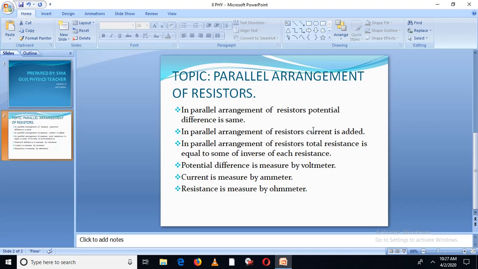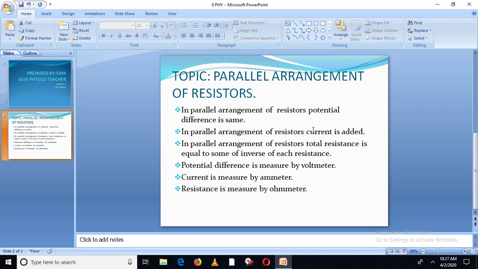So that's why, if we want to find out the total current, we have to attach a meter to each of the resistors and then measure the current that is passing through each resistor. After that, we have to find out the total current. We have to add up the currents that are passing through each of the individual resistors.